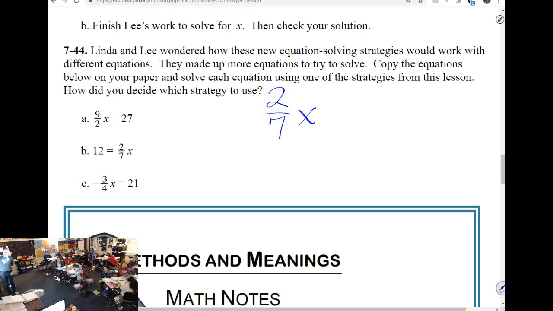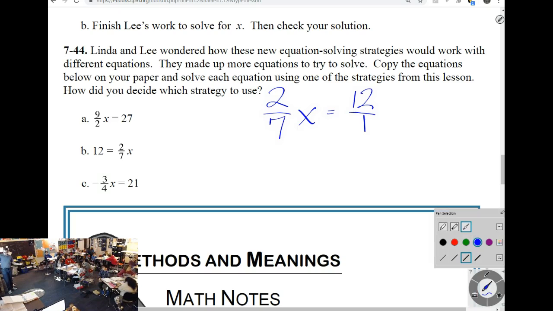If I write my 2/7 first, Caitlin, what do I need to multiply by here? I can't read it. Okay. What do I need to multiply by to turn the 2/7 into a 1? Yeah, the reciprocal, which here is 7/2. Careful how you say that.